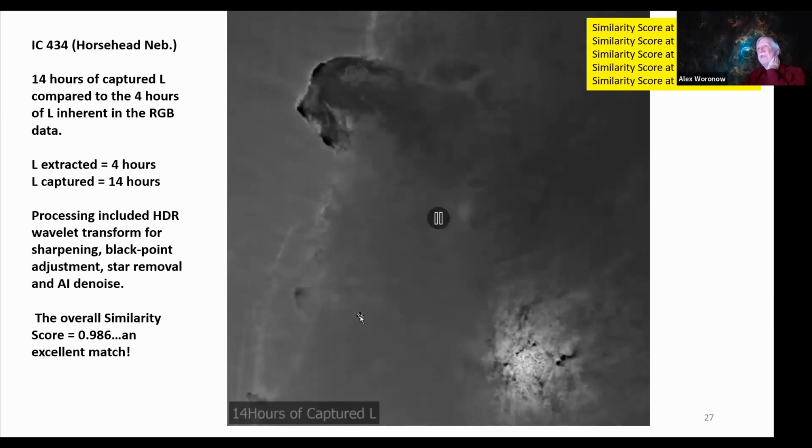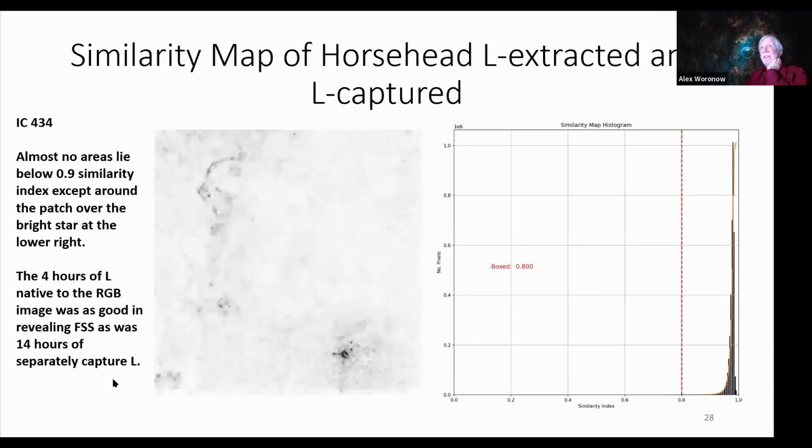Now you can see some differences. If you look in this area right here, you can see there's a difference in the tone of those two areas when they're blinked. And that's a very large area. And that tonal difference is probably because the histograms could not be matched perfectly. Overall, at all levels, the overall score of the similarity is 0.986. So that's extraordinarily high. Here's that map.